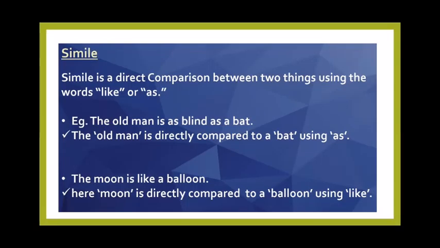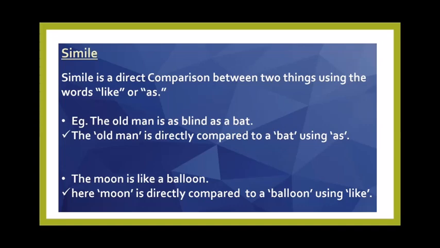So, simile is a direct comparison between two things using the words like or as. So, let's see the example. The old man is as blind as a bat. So, children, you can see that the old man is directly compared to a bat for being blind by using the word as. So that is why this sentence is a simile.